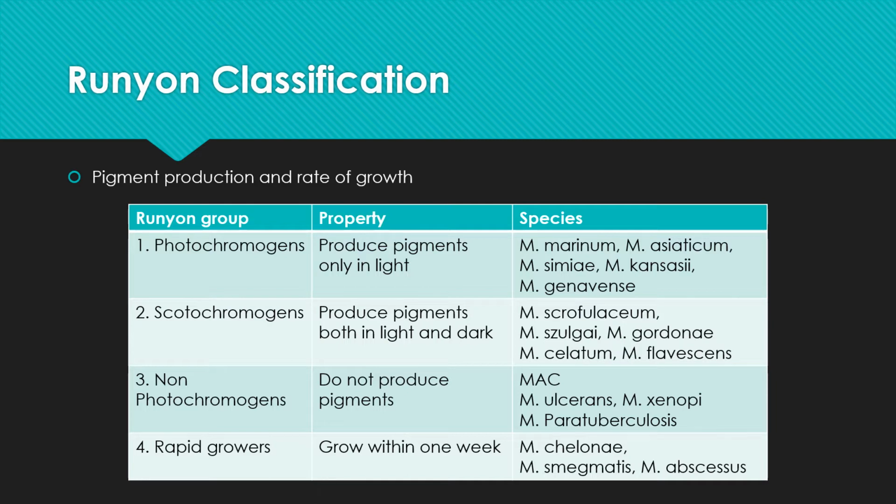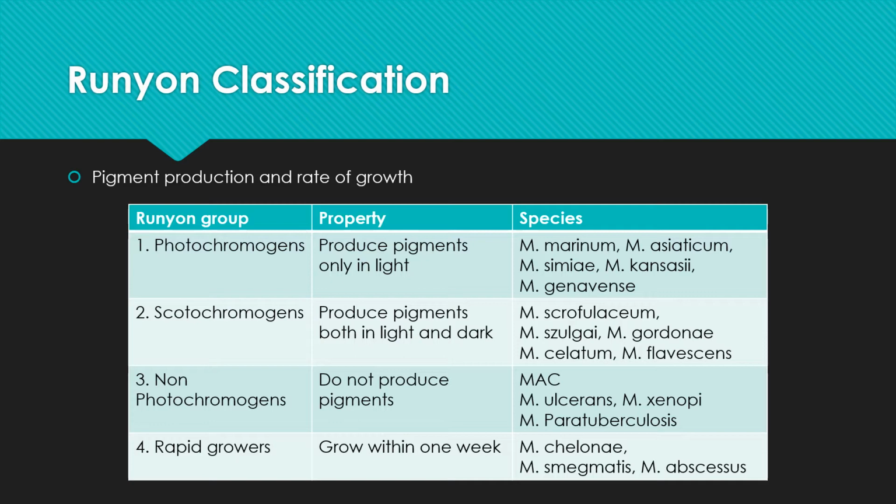The important members of this group are M. marinum and M. kansasii. Then the second group is scotochromogens. That means it produces pigments both in light as well as in the dark. The most important member of this group is M. scrofulaceum. Then the third group is non-photochromogens, which means that it does not produce pigments. The important member of this group is MAC, that is Mycobacterium avium intracellulare complex. And the other important member of this group is M. ulcerans.